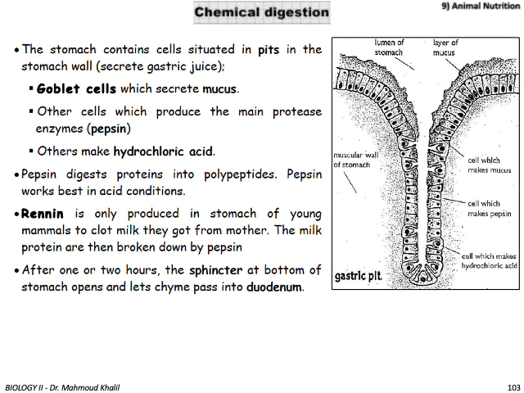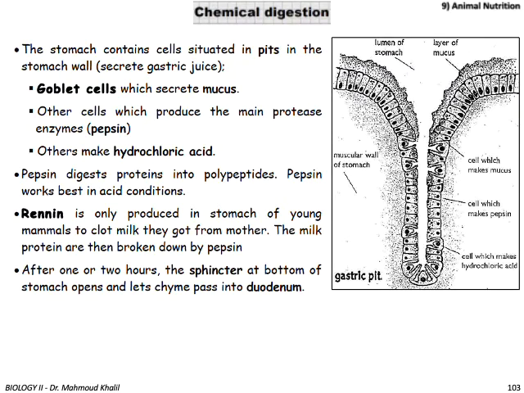Continuing talking about the stomach, it contains different types of cells. These cells are situated in a pit, like the figure. This is actually a gastric pit in the stomach wall, which secretes the gastric juice. These pits contain an important type of cell called goblet cells, as you can see from the figure. These goblet cells secrete the mucus. Other cells produce the main protease enzyme, which is pepsin, and others make hydrochloric acid.